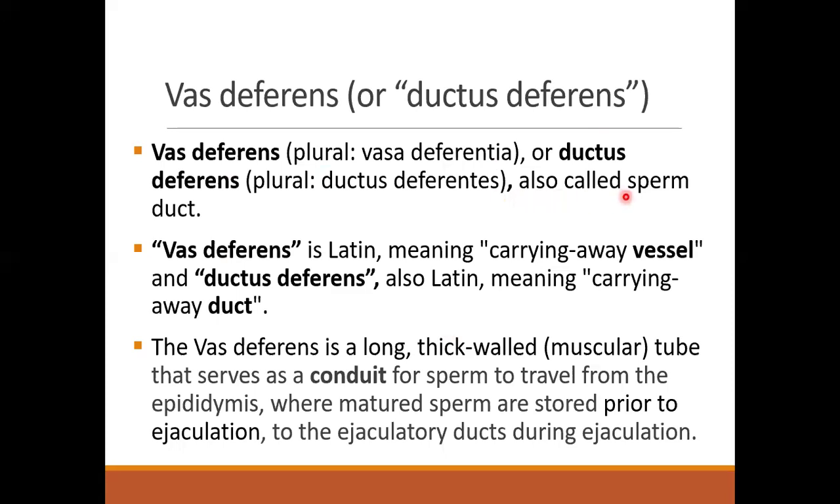Also called the sperm duct. And this one, the vas deferens, is a component of the spermatic cord. Remember, we said that the testis develops from the abdomen. When it is coming, it doesn't just drop like that. There is a muscle that holds it and pushes it through the inguinal canal.